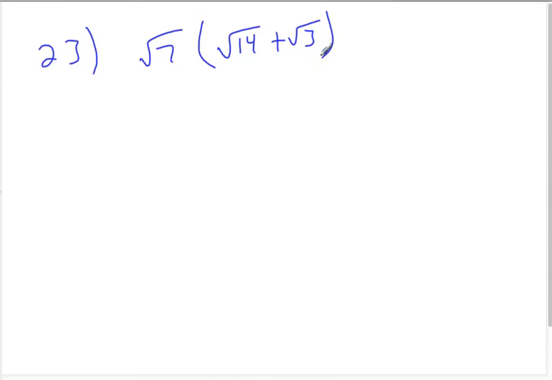Moving on. 23. All right, a little more exciting, maybe. Let's find out. Root 14 plus root 3, root 7 times root 14. Well, we're going to get a decently large number here, which I think will be like root 98.